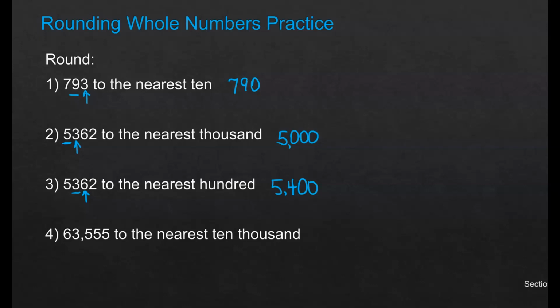Okay, so to the nearest 10,000, that means that I'm going to round to this one furthest to the left, the 6. The 3 tells me don't add anything to that 6, so that means it's going to be 60,000. And once again, you can see to the nearest 10,000, this is going to be closer to 60,000 than it is to 70,000. Another way to look at it. All right, so that's your rounding for this lesson.